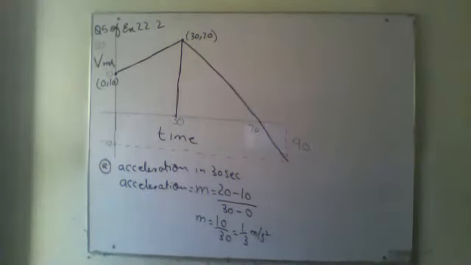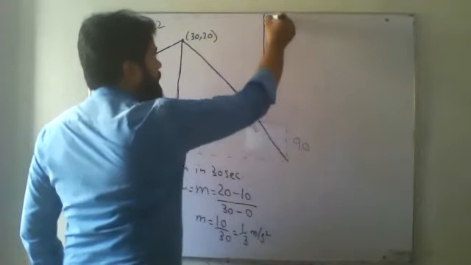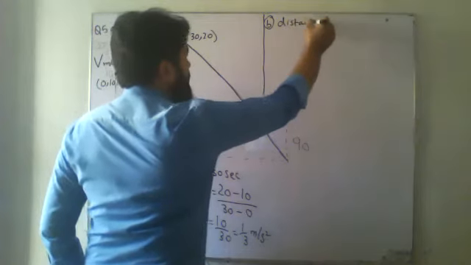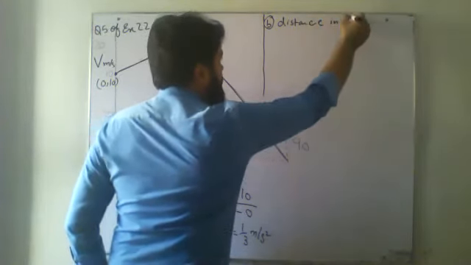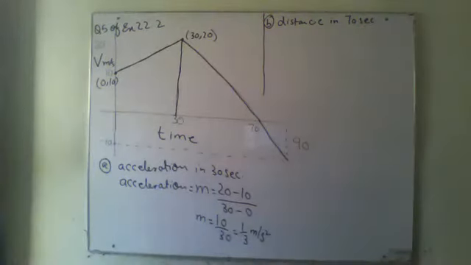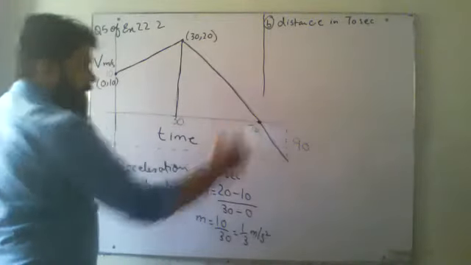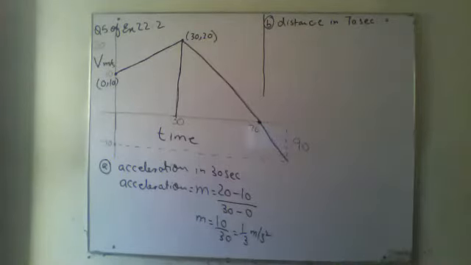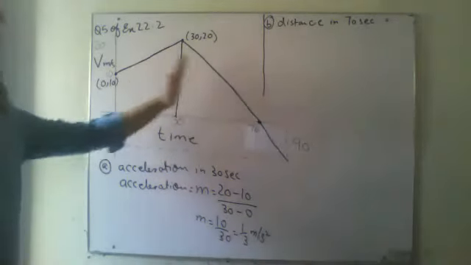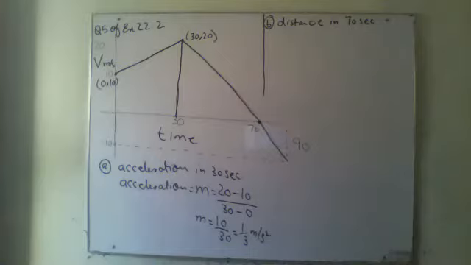Now, the B part of the question is saying the distance traveled in first 70 seconds. I have to find the distance traveled in first 70 seconds. How will I find that distance? Where is 70 seconds? Over here. So I have to find the area under this graph, and I will have the distance in 70 seconds.